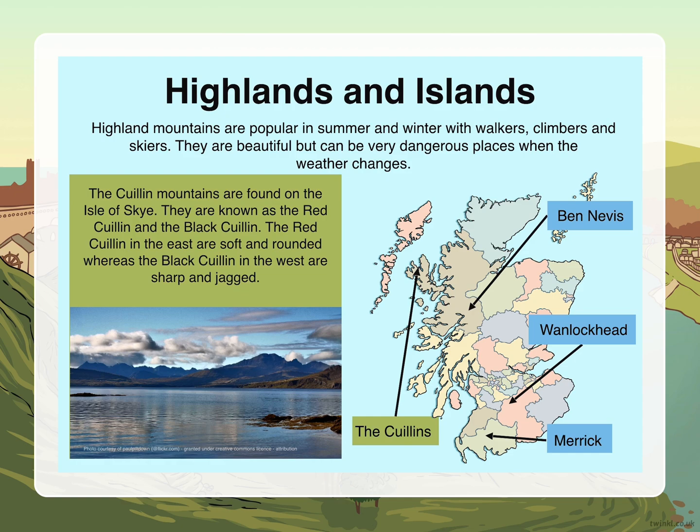The Cuillin Mountains are found on the Isle of Skye. They are known as the Red Cuillin and the Black Cuillin. The Red Cuillin in the east are soft, rounded, whereas the black in the west are sharp and jagged. That's interesting. I didn't know that.